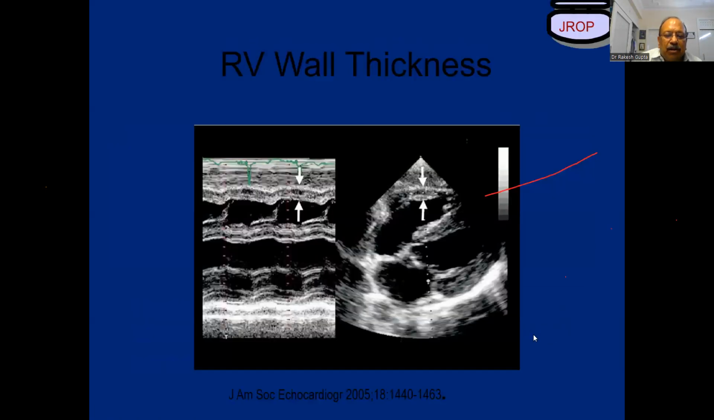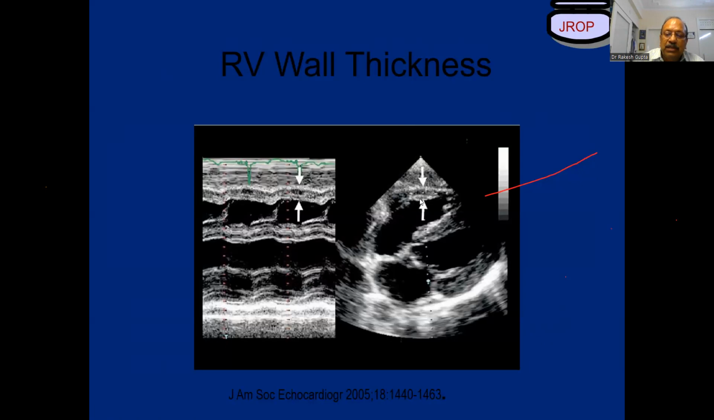So the next part of this measurement is RV free wall thickness. Where do we measure the RV wall thickness? We go to the subcostal window. In the subcostal window, we look at the opening of the tricuspid valve leaflets, and wherever the tricuspid valve leaflet opens up, that is a place to measure your RV free wall thickness.